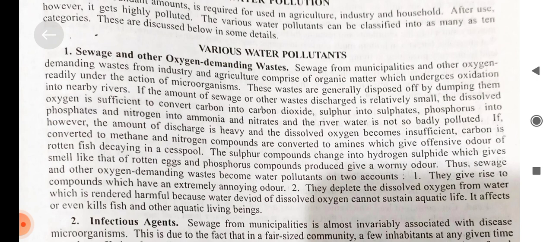1. They give rise to compounds which have an extremely annoying odor. Second, they deplete the dissolved oxygen from water, which is harmful because water devoid of dissolved oxygen cannot sustain aquatic life. It affects or even kills fish and other aquatic living beings.